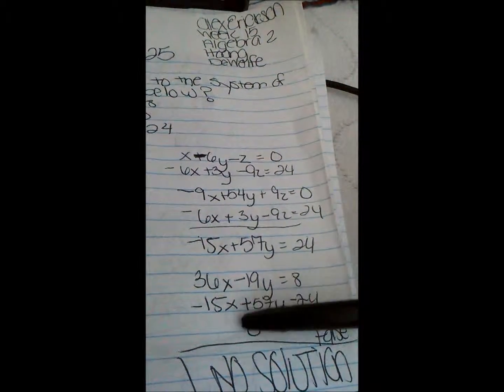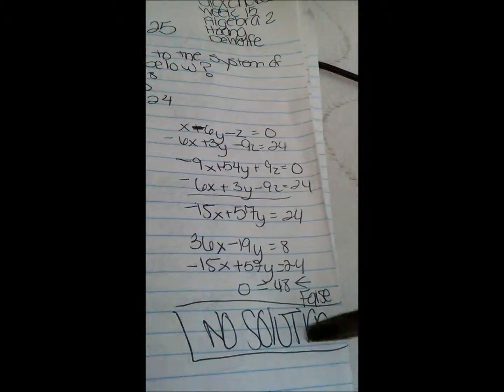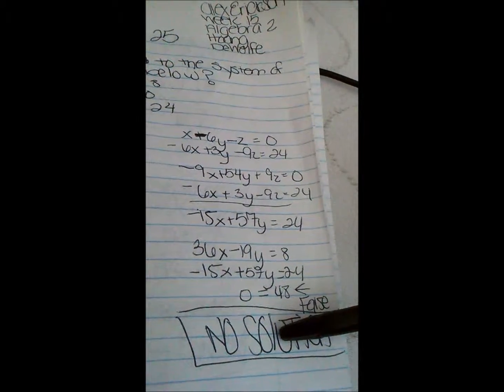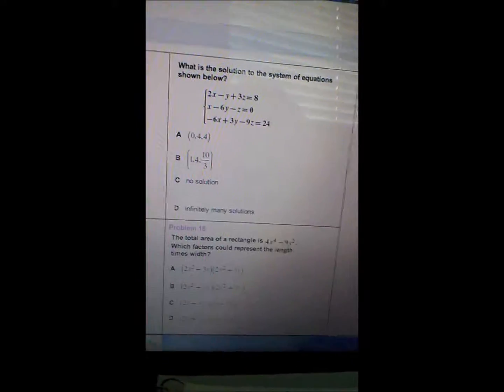And then you combine it with what you just got, which is negative 15x plus 57y equals 24. And you get this answer right here, which is false, which ultimately means that there's no solution to this system of equations. So your answer for number 16 should be C, no solution.